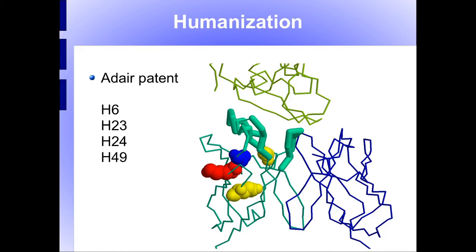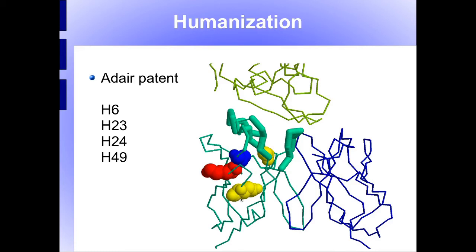Trying to find which residues you need to change in order to recover really good binding has a lot of value as a technique. And that means that there are a number of patents that have been issued in this area. One of the earliest being the Adair patent from Celltech, that then became UCB Celltech. And the first claim of that patent refers to these four particular residues here.